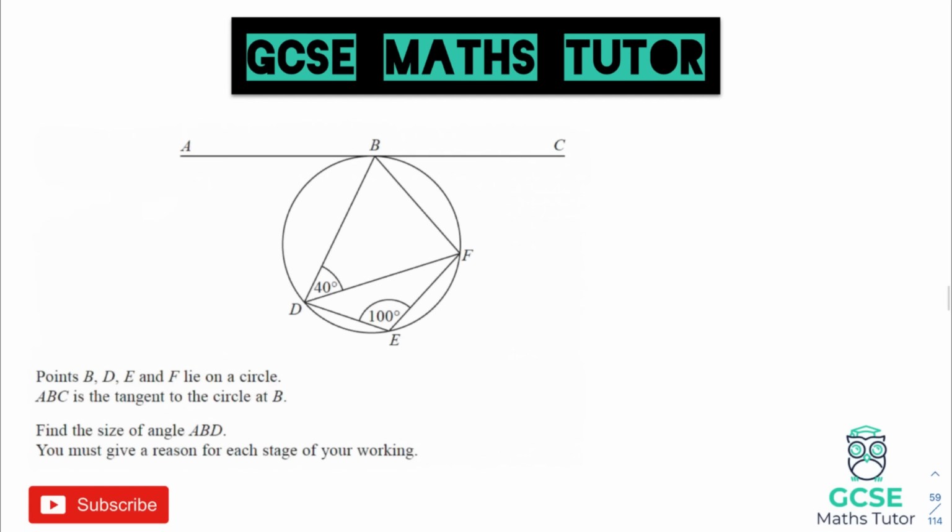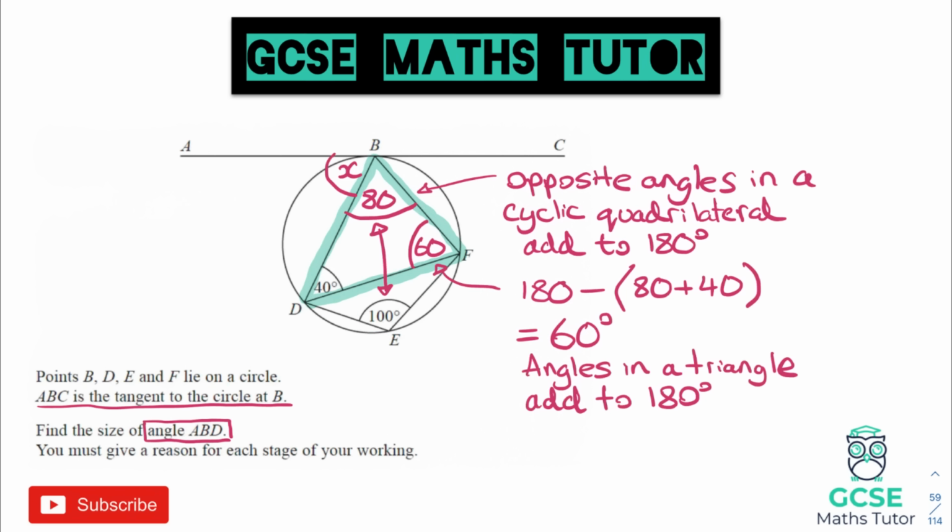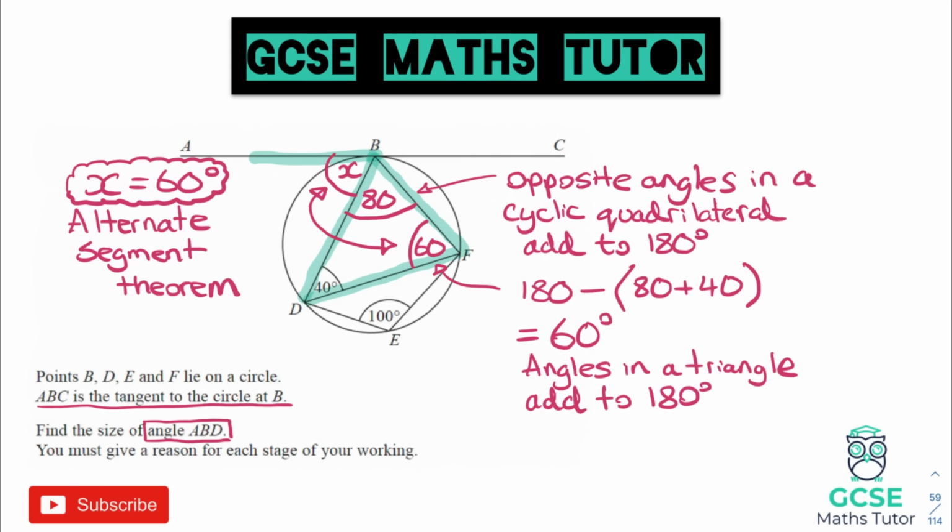For this one you have a cyclic quadrilateral, and we also have a triangle that meets a tangent, so we also have the alternate segment theorem. So it's asking for this angle here. We know that opposite angles in a cyclic quadrilateral add to 180. Could find that one there. Angles in a triangle add up to 180 as well, and then we could actually apply that using the alternate segment theorem, which was a nice relatively quick question, but obviously there's lots that you could be asked.